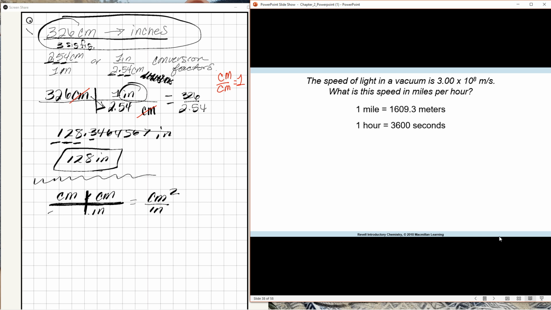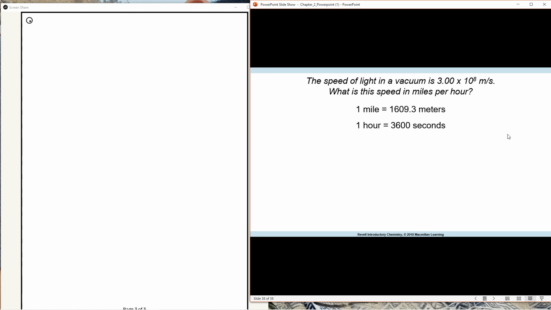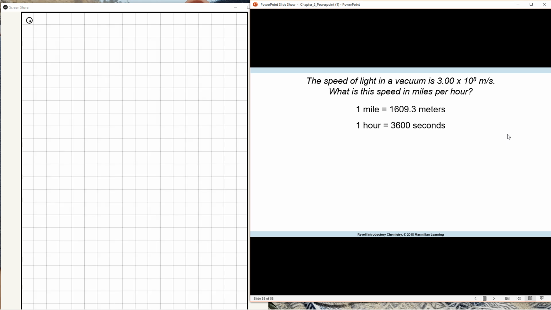Here's a problem. The speed of light in a vacuum is 3 times 10 to the 8th meters per second. What is the speed of light in miles per hour? Let's go ahead and write some stuff down. So speed of light, this is an equivalency, meters per second, not miles, meters per second. What is the speed in miles per hour? So we want to go from meters per second to miles per hour. This is what we want, and this is what we have, are given.